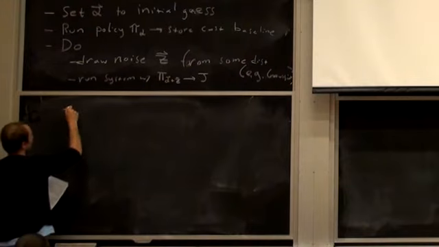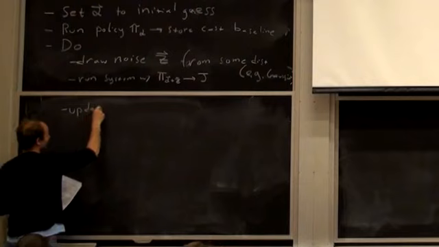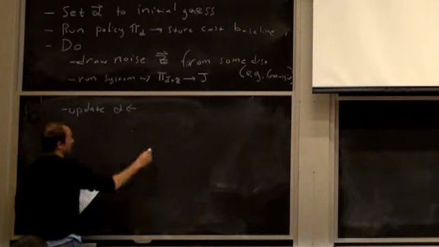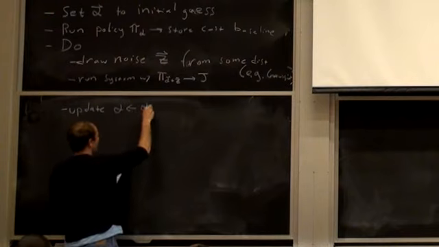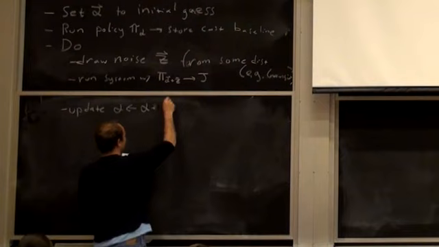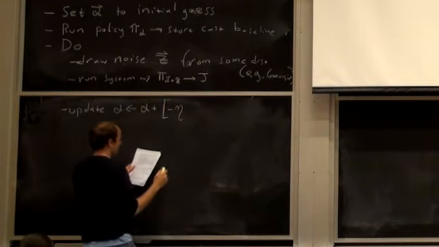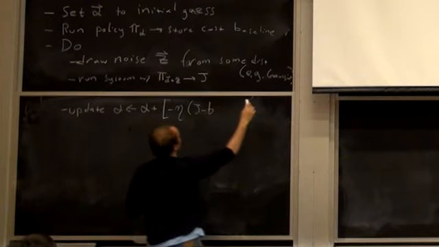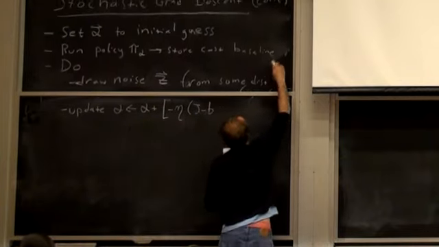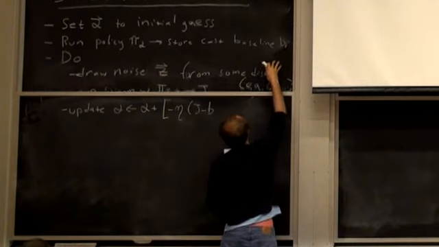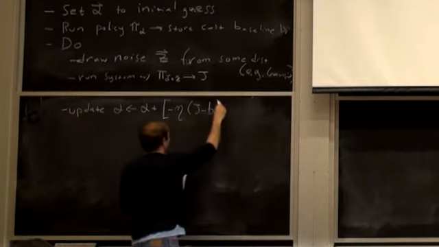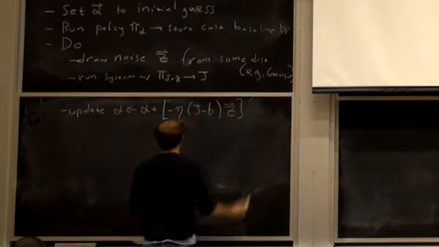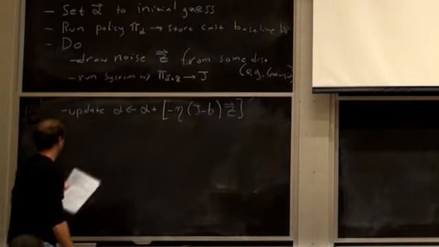Now we do the update rule that we were talking about. So alpha gets alpha plus negative eta (J minus b) z. All right, b is our baseline up here. So (J minus b) z. All right. And then update your baseline.